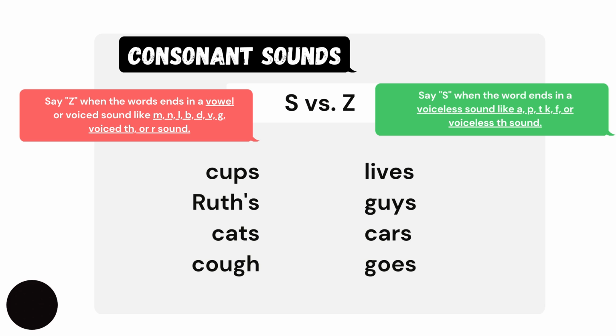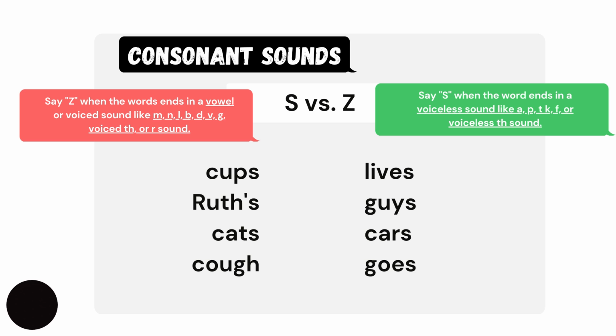So let's take a look at the examples. We have followed the rule properly. So we have lives, we have guys, cars, and goes. So that's how you pronounce the words that end with letter S and Z.